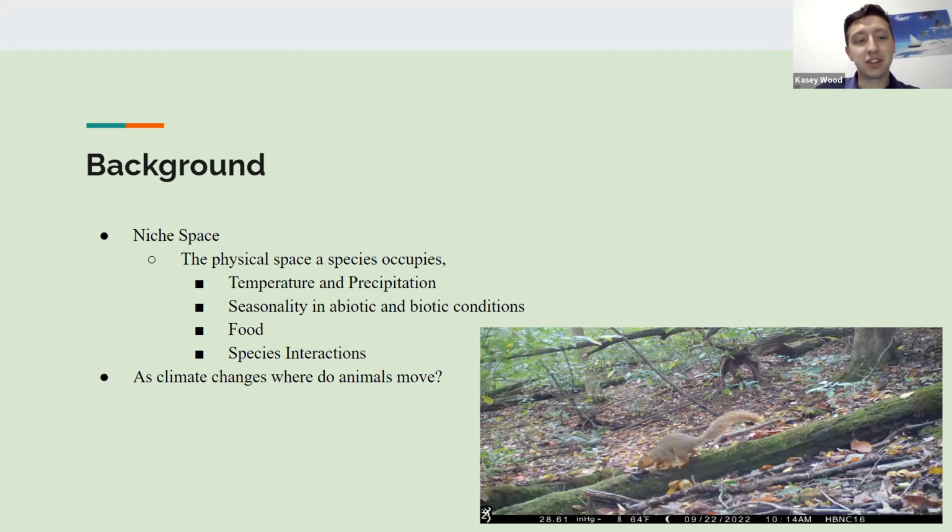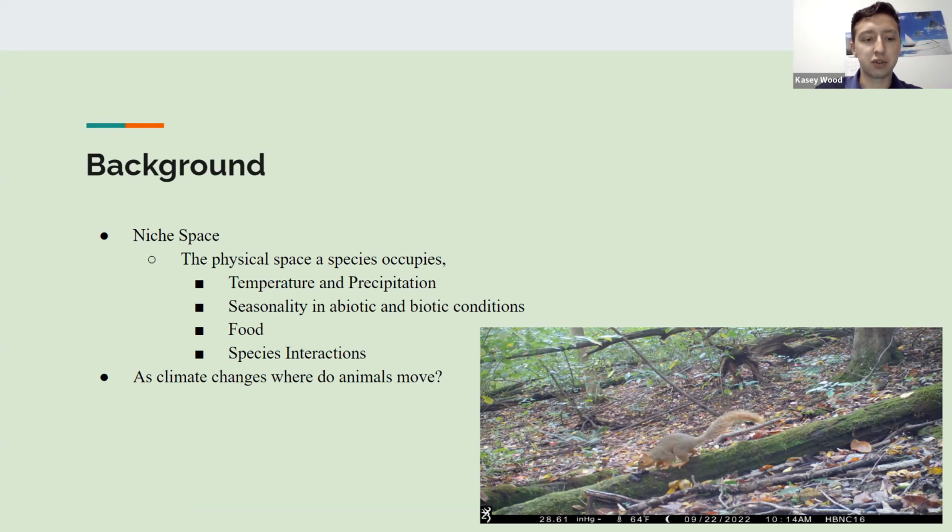So, niche space is the physical space which a species occupies. And this space includes things such as temperature and precipitation, seasonality, and abiotic and biotic conditions, as well as food resources and species interactions between species of their own and different species.